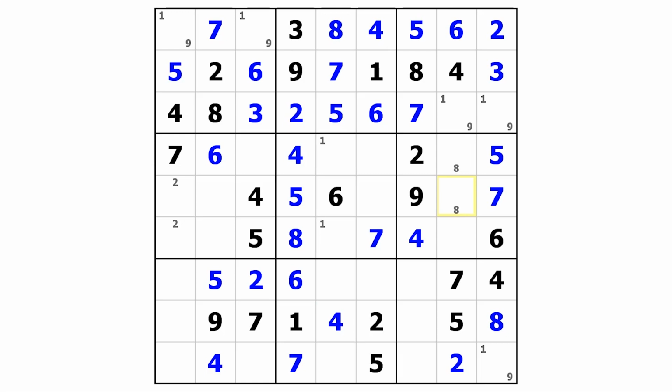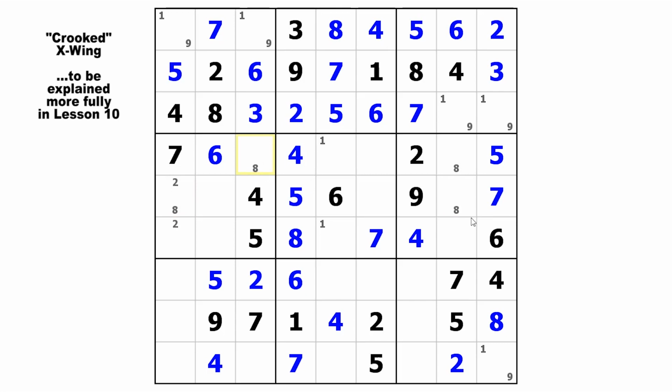That is a conjugate pair. Now, if you're unsure about the reasoning of why I am entering candidates like this, please go back and watch lesson 6 in this series, okay? And now this 8 in row 6 also blocks these 2 cells, and this 8 in column 2 blocks this cell. So now we have a conjugate pair on 8 in these 2 cells.